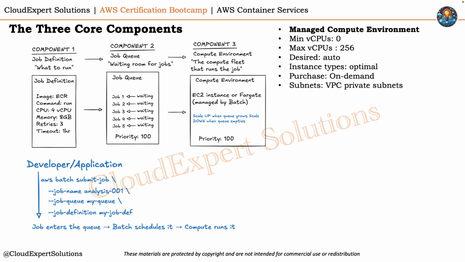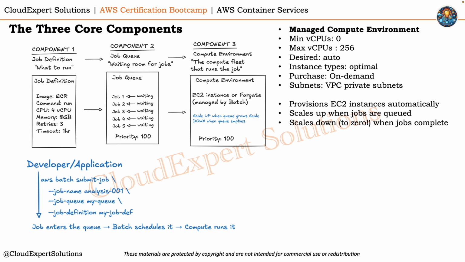AWS Batch automatically provisions EC2 instances, scales up when jobs are queued, terminates them when the queue empties, handles Spot interruption, maybe retry logic, patches the underlying instances, no operational overhead, and you never pay for idle compute. That is the beauty of the managed compute environment of AWS Batch.